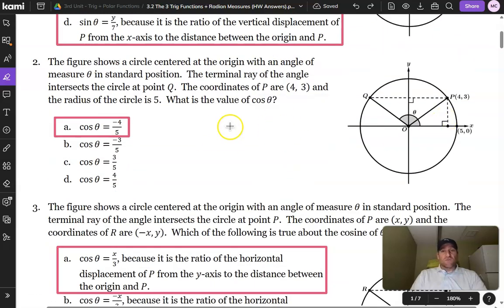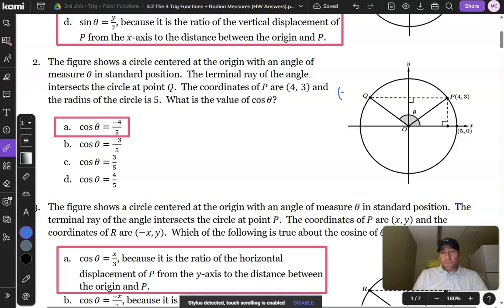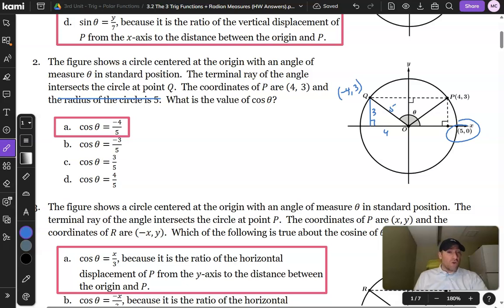All right, this next one here, we see that point P is 4, 3, which already we know that point Q is negative 4, 3. Again, when we reflect it back across, the x-coordinate's the opposite and the y-coordinate stays the same. However, we have been asked for the cosine. Had we not been given that, we could use the Pythagorean theorem: 3 squared plus 4 squared equals 5 squared, so the radius has to be 5.